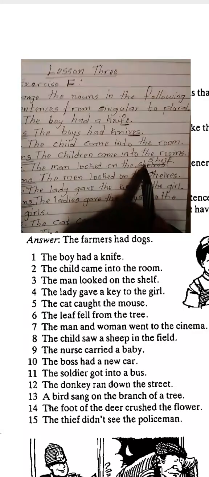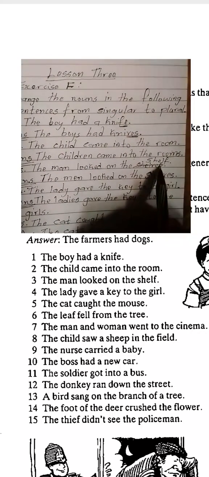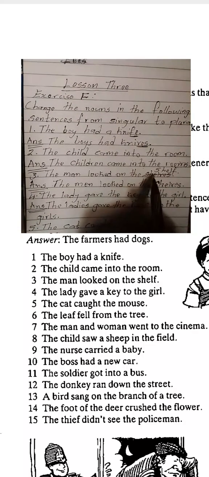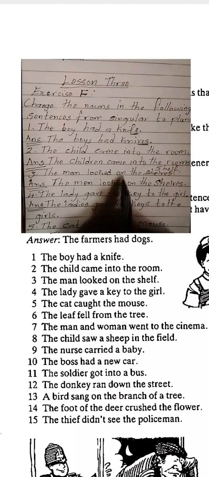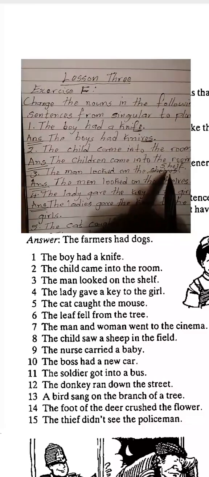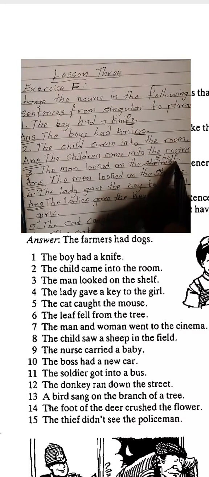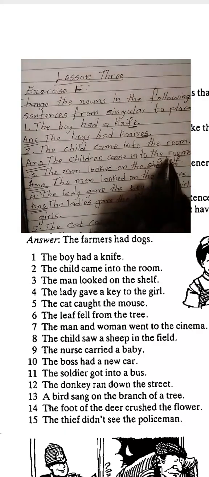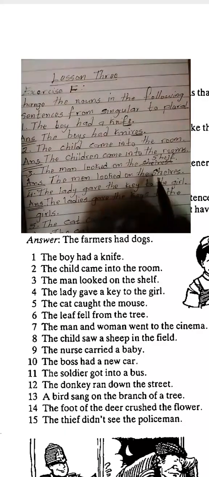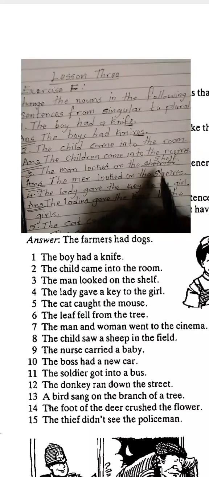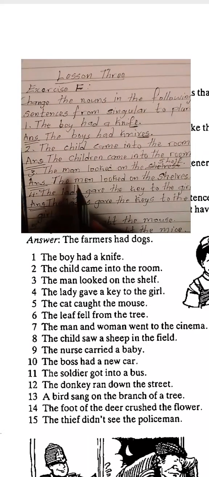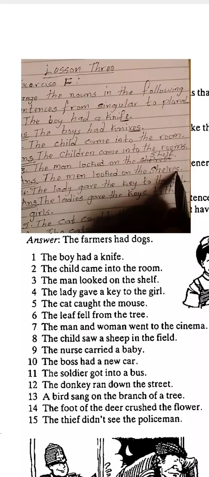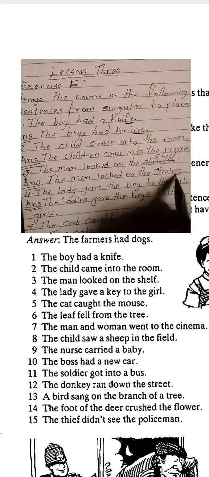Now, the man looked on the shelf. Here, I made a mistake by writing the plural form of it. That's why I just drew that line. But now we can say, the man looked on the shelf. Now this word, we can observe that the word ends in F. So what can we do with this to change it to the plural form? We change it to the plural form by adding VS and removing the F there. Now the men looked on the shelves. We added VS.